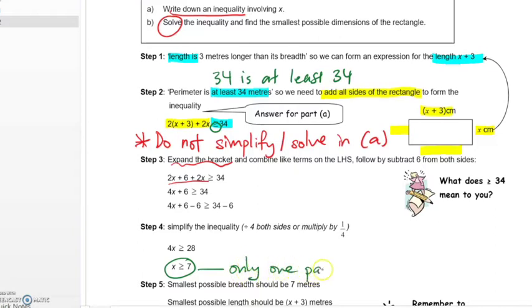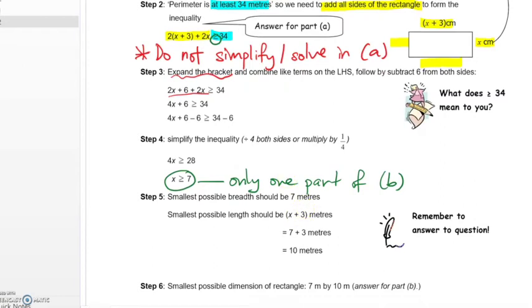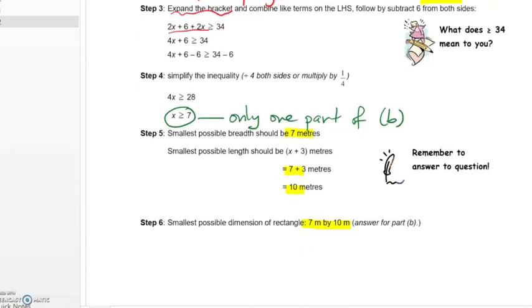Because they ask you to solve and find the smallest possible dimensions. So that means that x has to be 7, because you are looking for the smallest possible value of x. So the breadth is 7, and that means that the length is 7 + 3, 10. So the smallest possible dimension is 7 meters by 10 meters. So you need to give both parts of the answer. Okay.